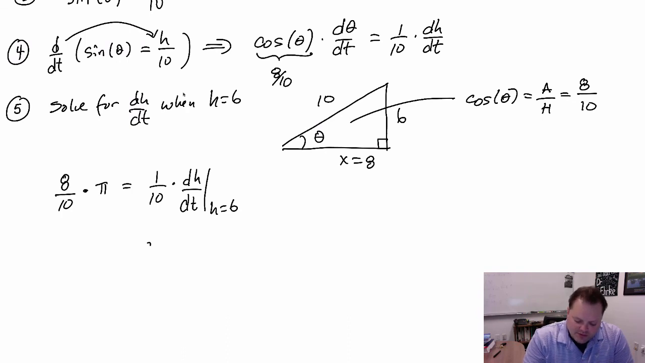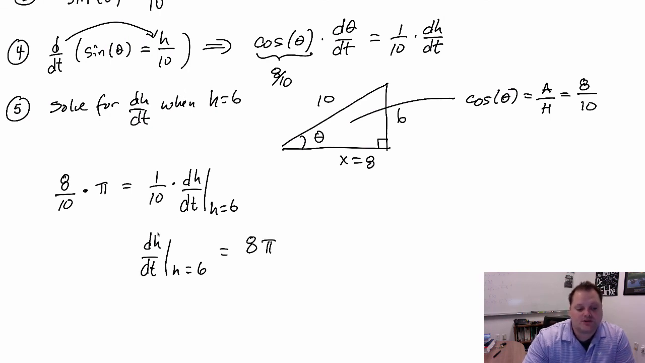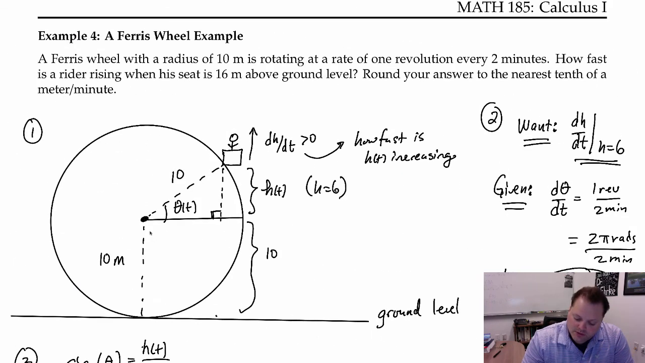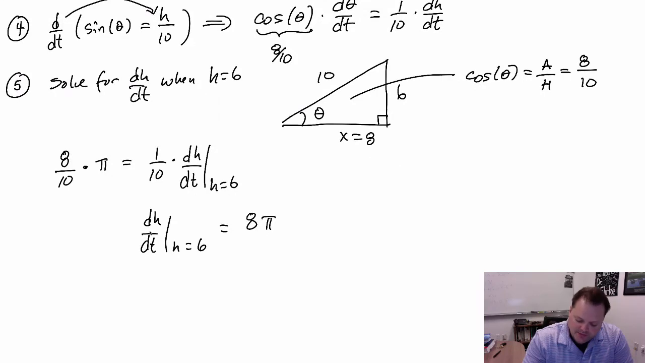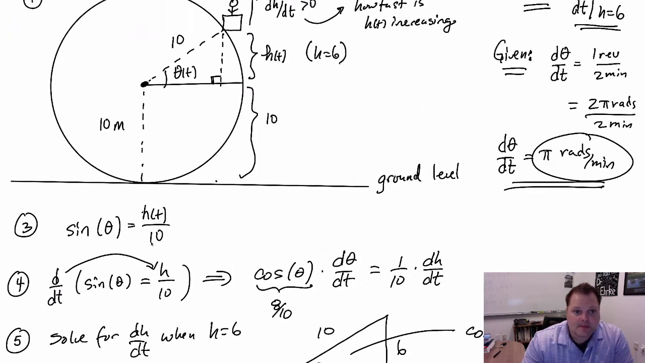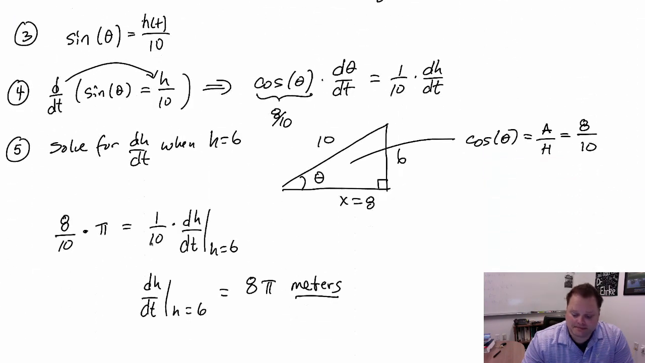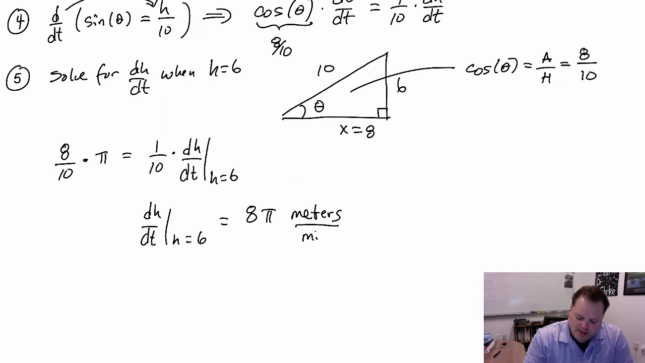So if you solve for dh dt is equal to 8 pi. Now let's make sure we get the correct units. The units for height are meters. So you've got 8 pi meters per. The units for time are minutes. So 8 pi meters per minute.